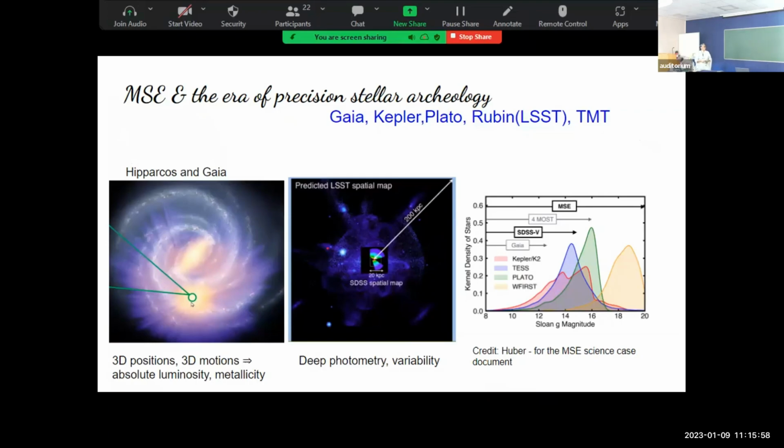Our stellar archaeology. In the era of MSE, what we need for a precision stellar archaeology is Gaia, which we have right now. Gaia gives the accurate 3D position of stars, and also their motion. So we'll be able to understand the orbital motion of the stars, and also date their ages based on that.